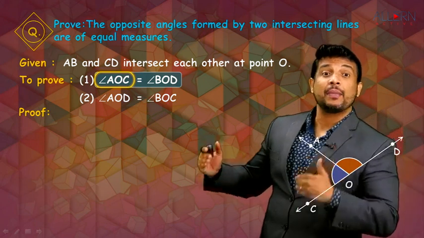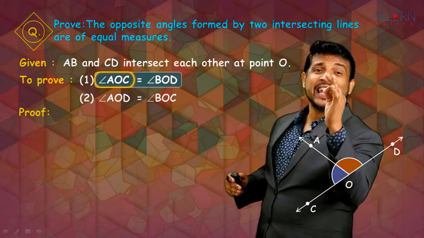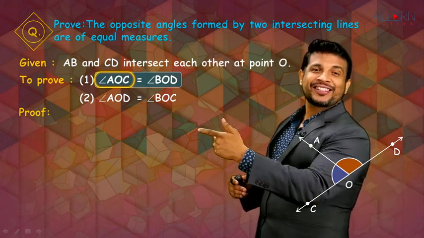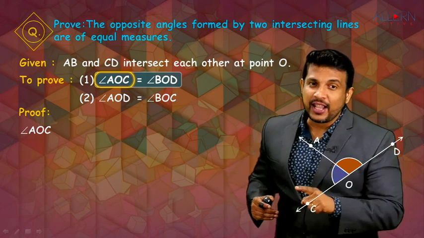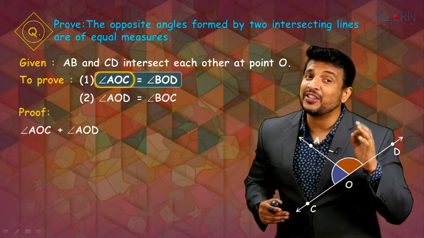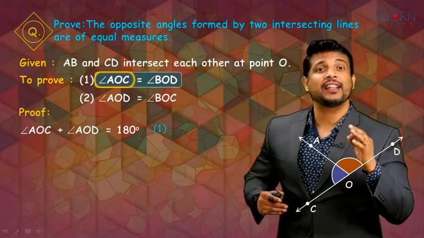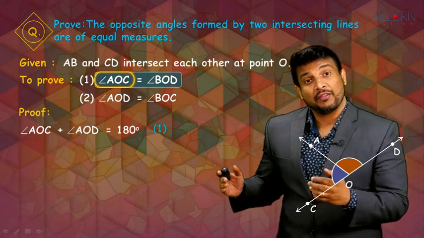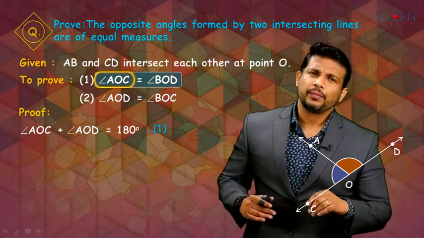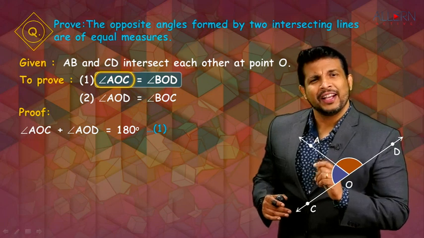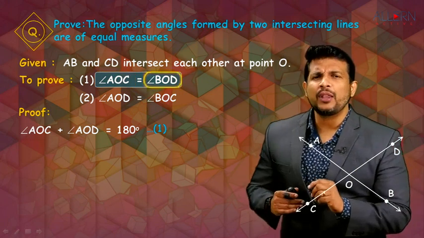We know that the sum is equal to 180 degrees. So that's the start of the proof. So we write the angle AOC plus angle AOD is equal to 180 degrees. That's the result number one. Why? Because they are forming a linear pair. Beautiful. That's so easy. Now let's think about the other angle, angle BOD.